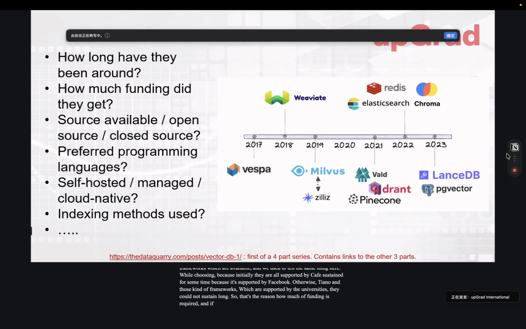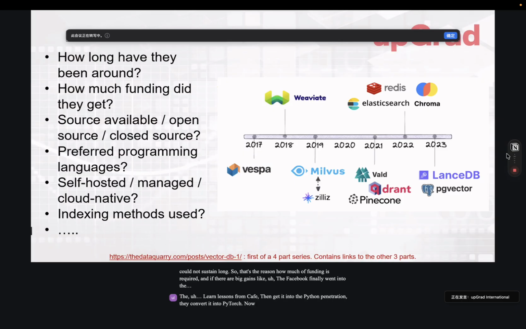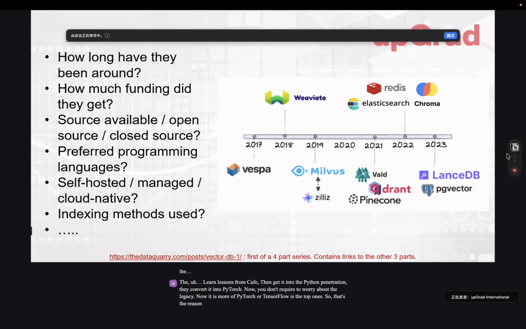And if they are big giants like Facebook, they finally took the lessons from Caffe, got Python penetration, and converted it into PyTorch. Now you don't need to worry about the legacy. Now it is more of PyTorch or TensorFlow as the top ones. So while you are choosing, you need to understand how much funding, who has funding, who is supporting is also important.